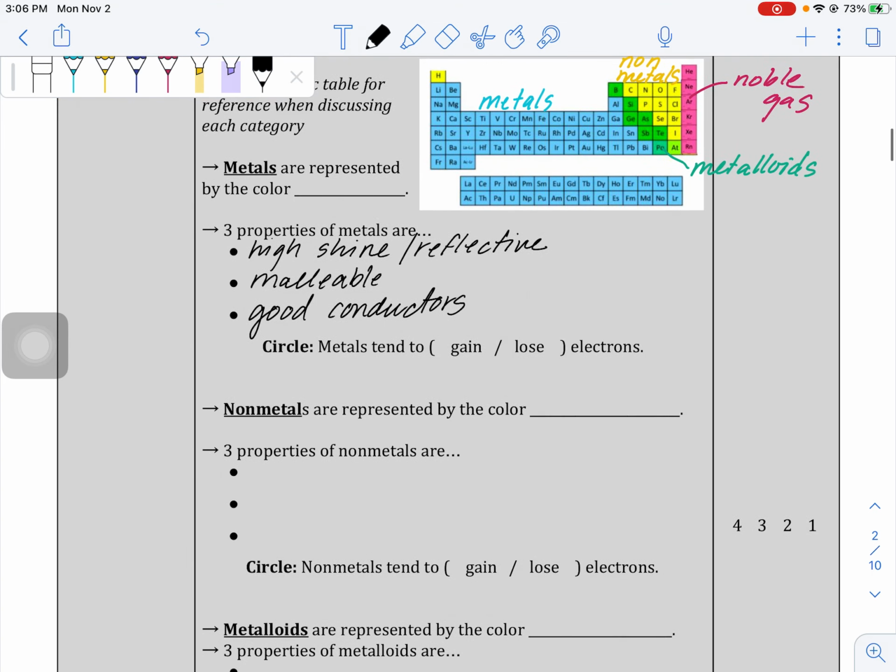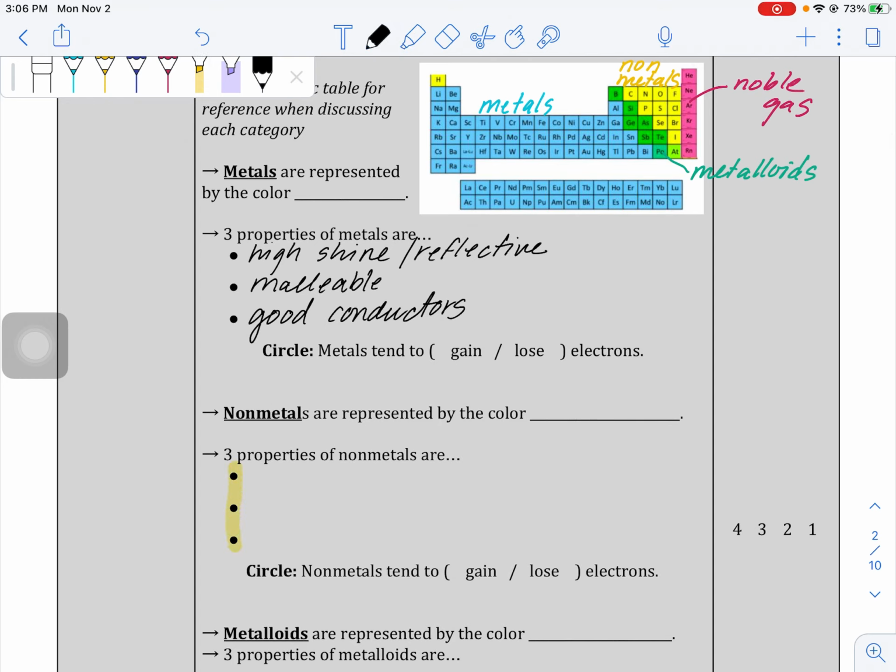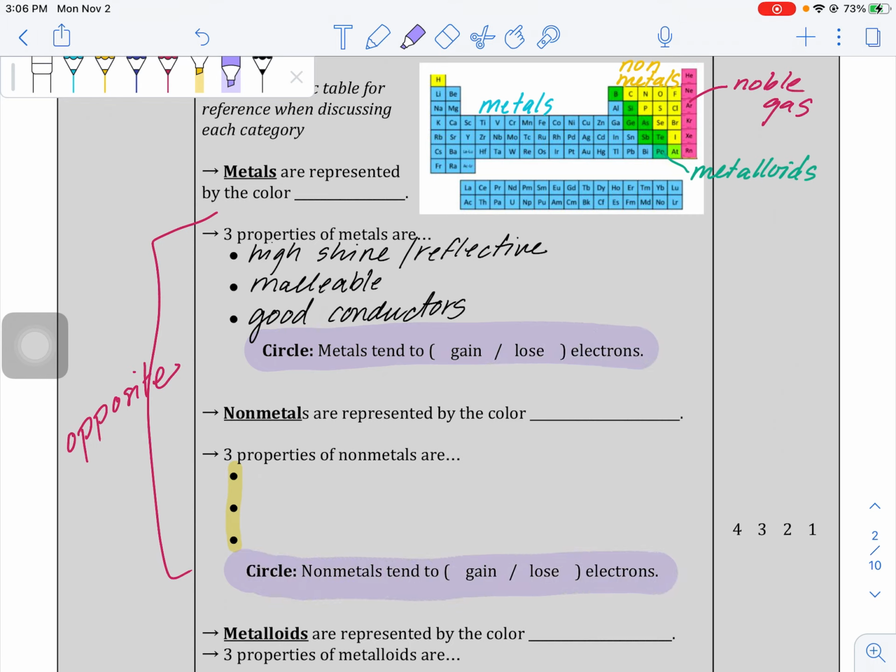Now, knowing all those things about metals, I can then easily fill in my properties of nonmetals, as these two share opposite characteristics. Now, we do need to remember mostly what is happening here with electrons. This is a big part of their characteristics. We want to know the other ones, but we're going to be using this idea of what they do with electrons a lot more than what they're going to be doing when I bend them or run electricity through them.